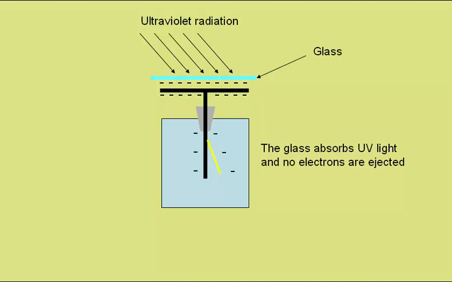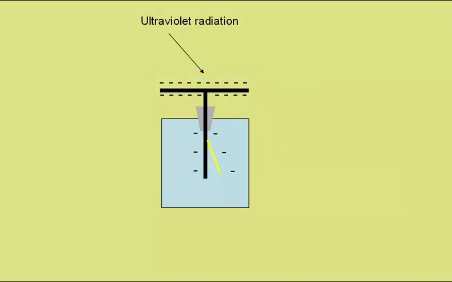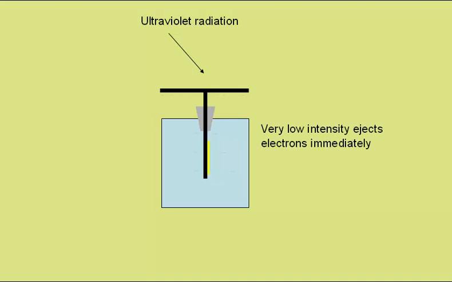With a piece of glass in between the zinc plate and the ultraviolet radiation, no electrons are ejected. The glass will absorb the ultraviolet light. With ultraviolet radiation, even if we use an incredibly low intensity, electrons are still ejected, and that starts immediately. There's no time delay.